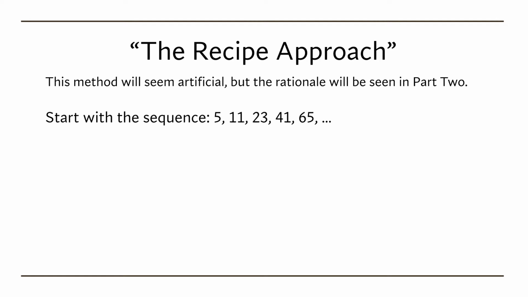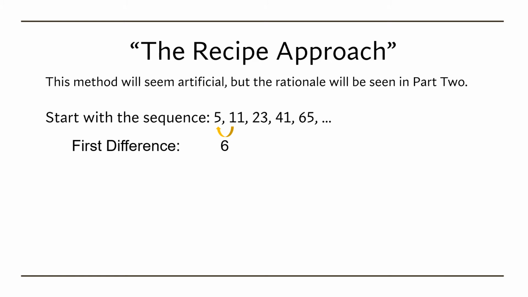So here it is. We start with this sequence, and I'm using a particular one here. There were all kinds of different sequences, but anyway, we'll start with this one: 5, 11, 23, 41, and 65. The first step is to find what's called the first difference. What does that mean? Well, what you do is you say 11 minus 5, and you get 6.